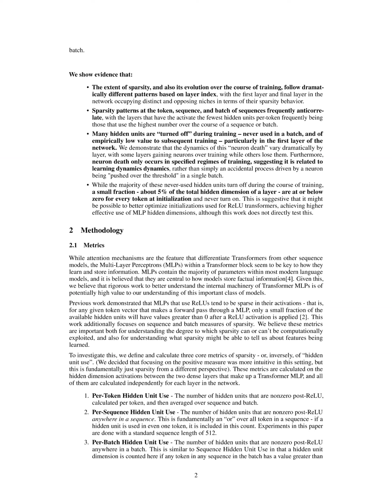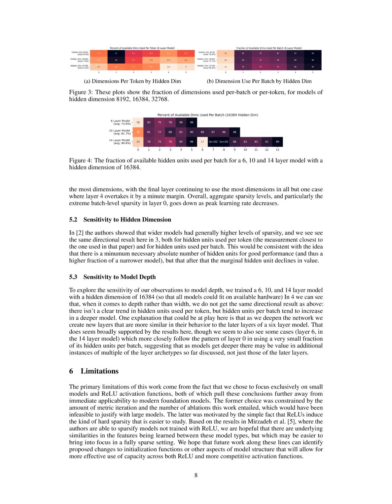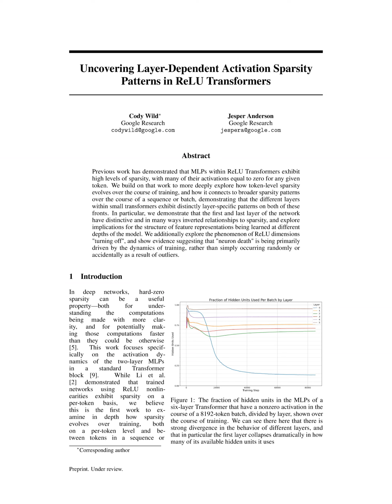Additionally, about 5% of hidden units are at or below zero for every token at initialization and never activate, suggesting potential for better optimization of ReLU transformers. Sparsity tends to decrease as peak learning rate decreases, and wider models generally exhibit higher levels of sparsity. The paper also explores how different hyperparameters, such as learning rate and model depth, impact sparsity patterns. Overall, the evolution of sparsity over training is complex and varies based on layer characteristics and training dynamics.